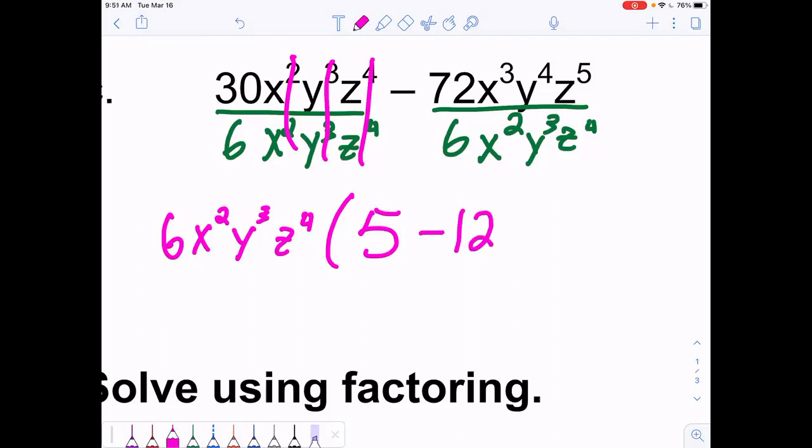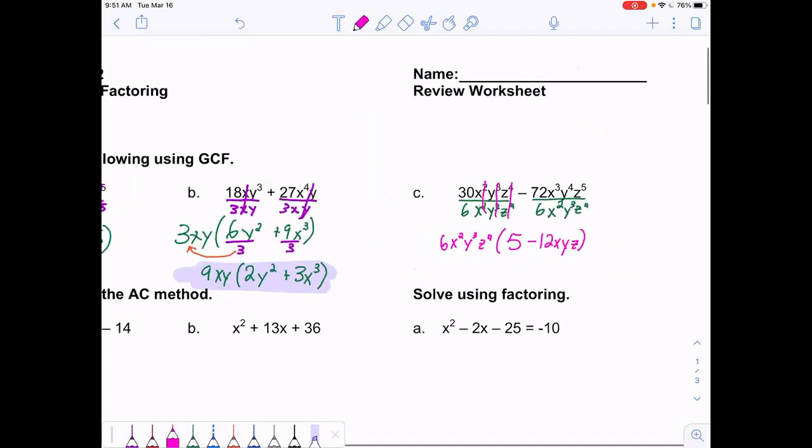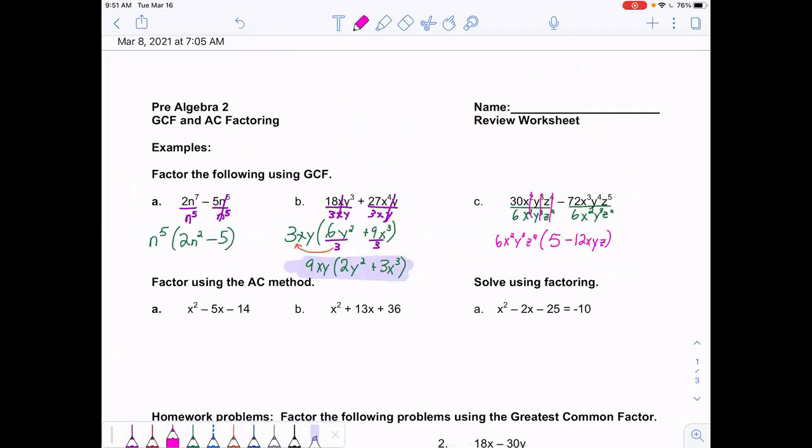And then you see, what are the variables going to be? X to the third over x squared gives you x to the first. Haley, what do you get for your y's? And then z. Got it. You could either write the ones if you want, or leave them without them, that's fine as well. Questions?